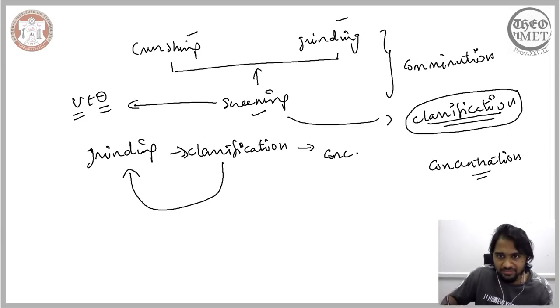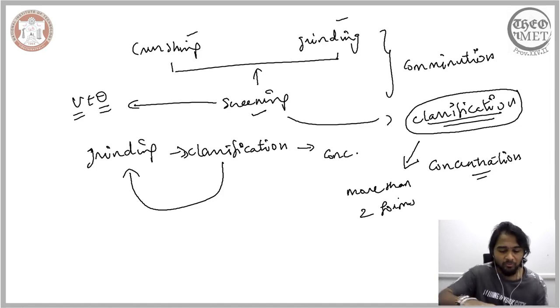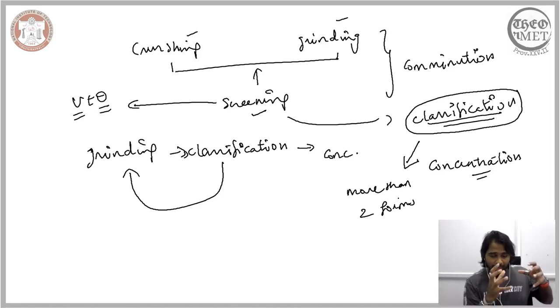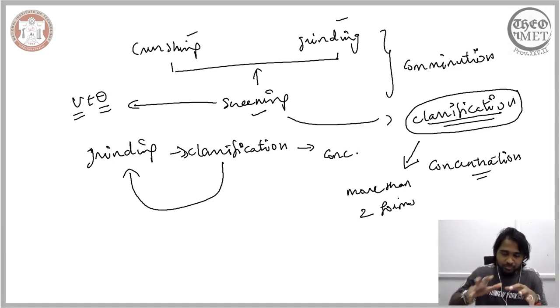However, in case of classification, it is possible for us to categorize or have as an end product more than two categories of the mixtures. So in case of screening, it's just undersized or oversized. In case of classification, it is possible for us to have more than two categories of the end products, more than two categories of the fragments.